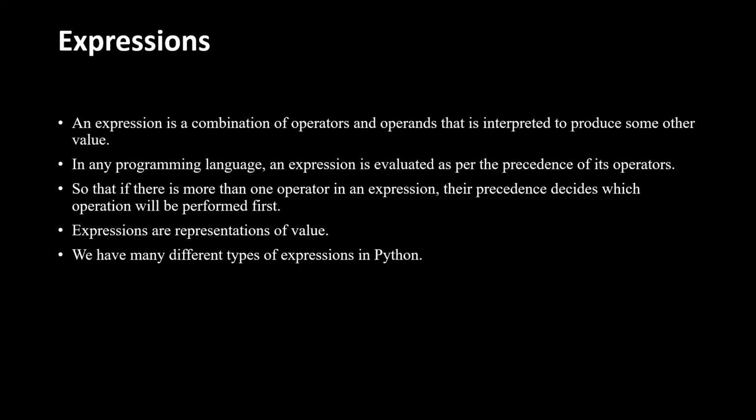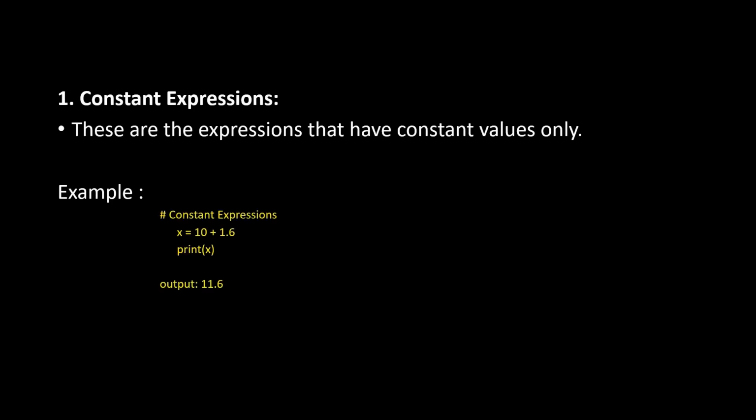We have different types of expressions in Python, like constant expressions. These are expressions that have constant values only. That means constants like 10, 11.5, 10.5 or 35.0. These are constant value expressions, where x equals a constant, print x.